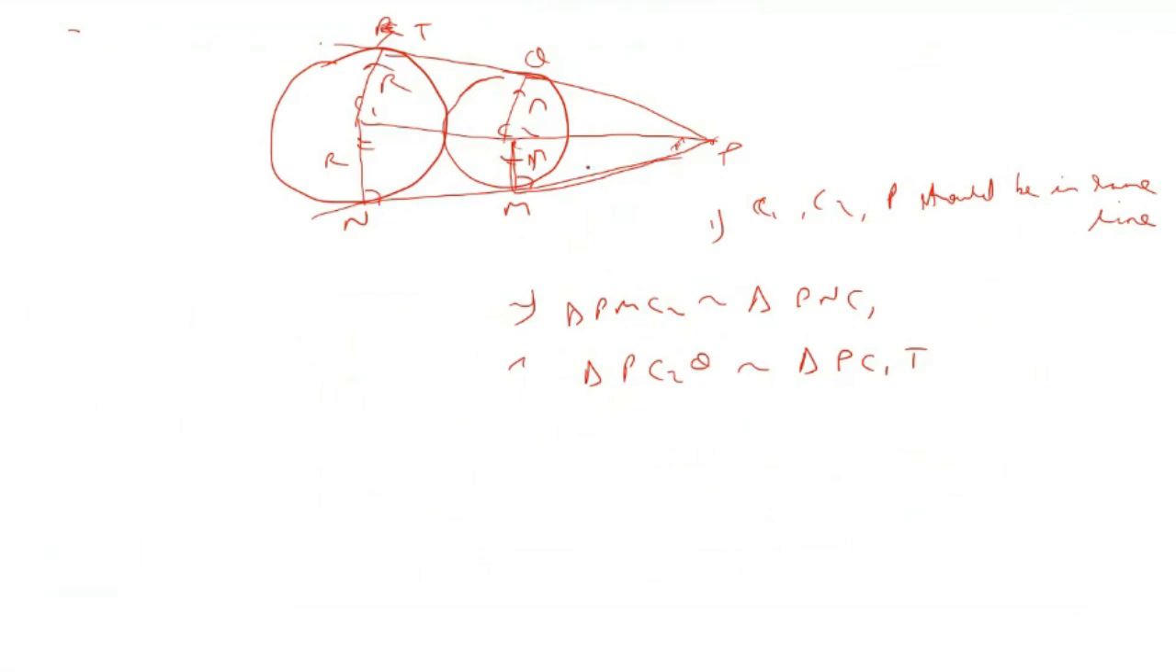So essentially what that means is PM by PN will be equal to PC2 by PC1 will be equal to small r by capital R. Right. So this small length by whole length will be equal to this small length by whole length, and both of them will be in the same ratio as the radii. Right. So this will end up getting used at quite a few places.